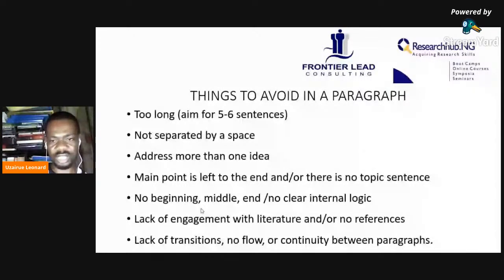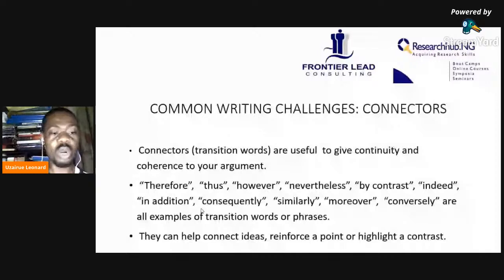Now, connectors, as I said. Connectors are usually transition words which are useful to give continuity and coherence to your argument. For example, therefore, thus, however, nevertheless, in addition, subsequently, similarly, moreover, conversely. These are examples of transition words or phrases that can be used as connectors. They can help connect ideas, then reinforce a point or idea as the case may be. So these connectors or transition words are very relevant when you are connecting one point of an article to another.